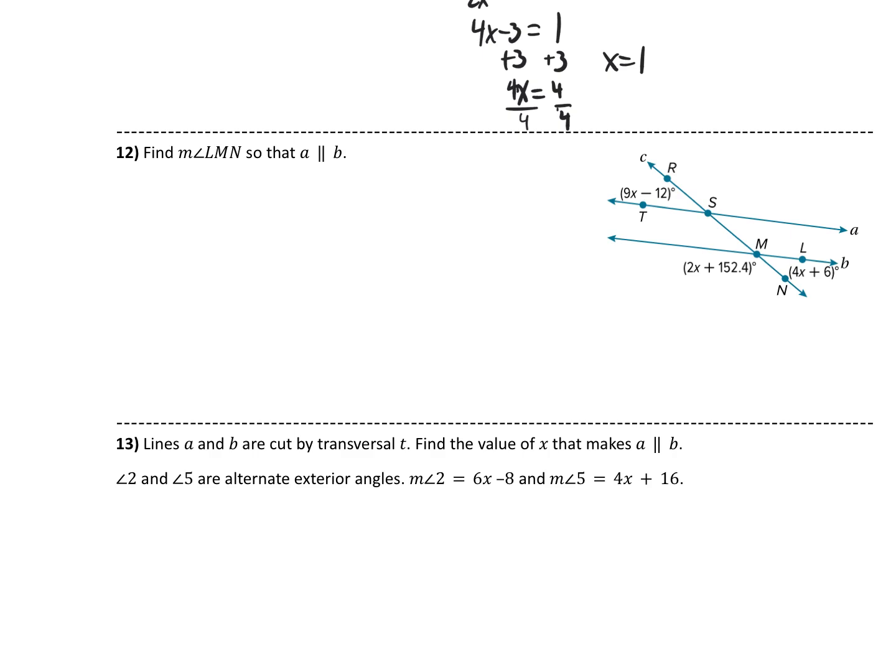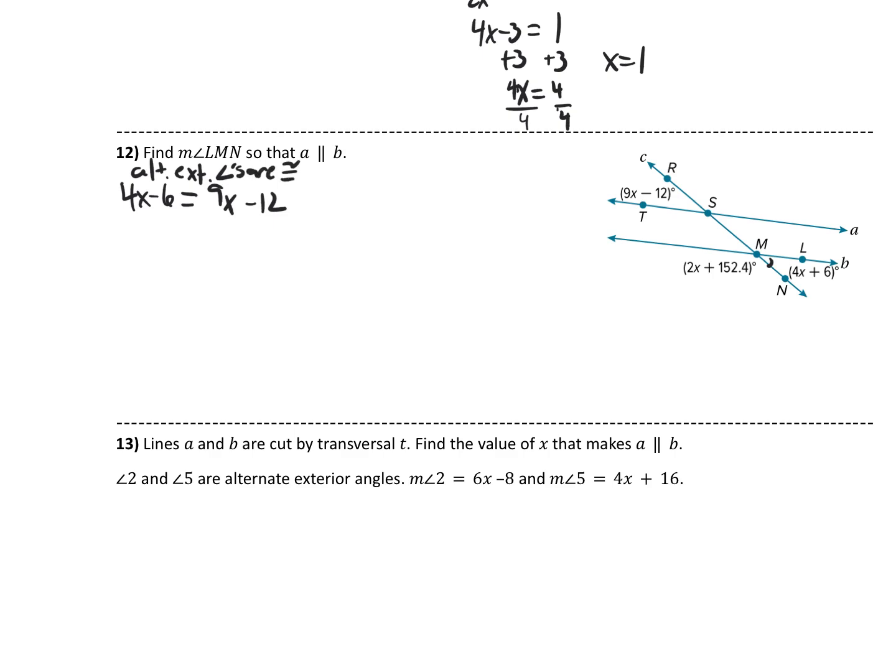Find the measure of LMN so that A is parallel to B. So LMN is down here in the bottom right. And there's actually two ways we can prove that. We can prove that with alternate exterior angles being congruent. So we could do 4x minus 6 equals 9x minus 12. And that would be using alternate exterior angles are congruent.